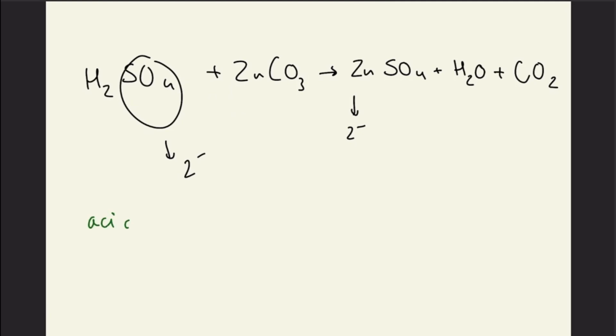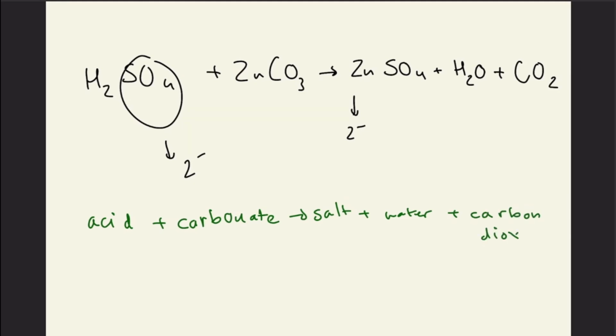Okay, what do we have here? Well, here we have an acid and a carbonate. Now, what might this carbon do? Well, this carbon just created CO2, as we just saw. So we have a salt, and we have water, but here we also have carbon dioxide.